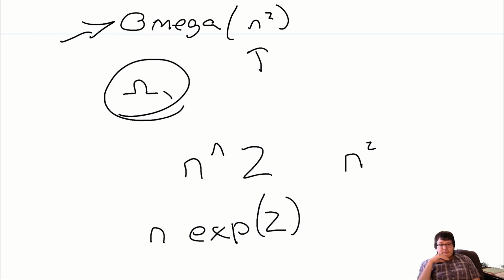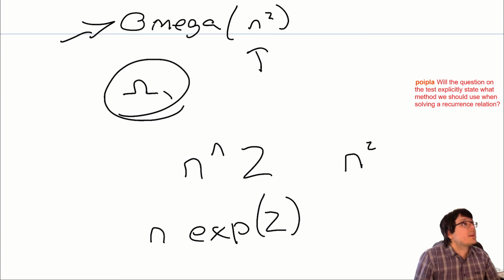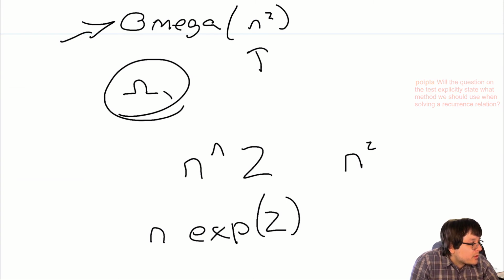Probably a better way. All right, I'll take like 2 more questions. Will the questions on the test explicitly state what method we should use for solving the recurrence relation? I think I put a recommended method. Like I said, you can use the master theorem for this one.